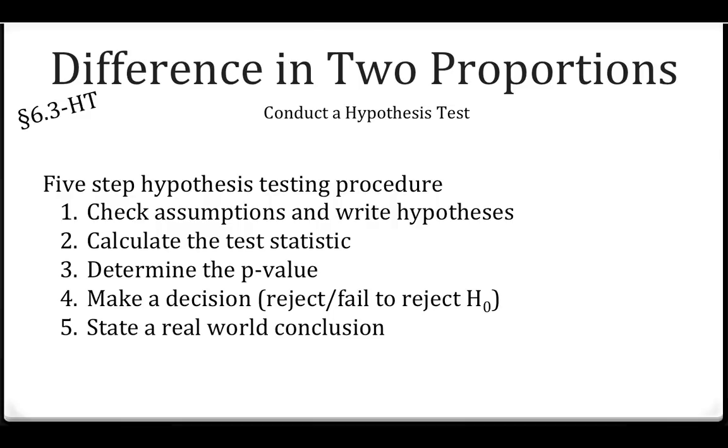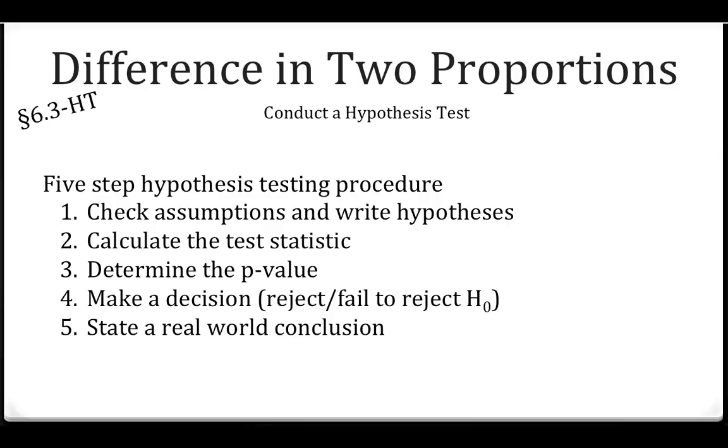Step 4, make a decision. If your p-value is less than or equal to the alpha level, you reject the null hypothesis. If your p-value is greater than the alpha level, you fail to reject the null hypothesis. And then in step 5, you state a real-world conclusion. So go back to the original scenario or the original research question and answer that question.